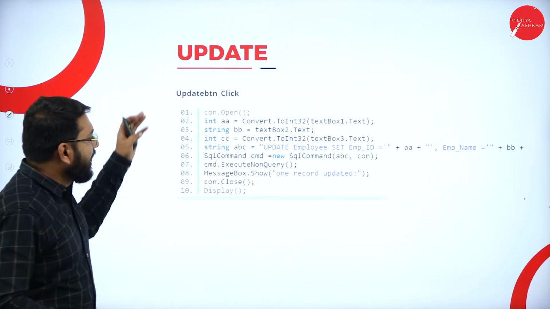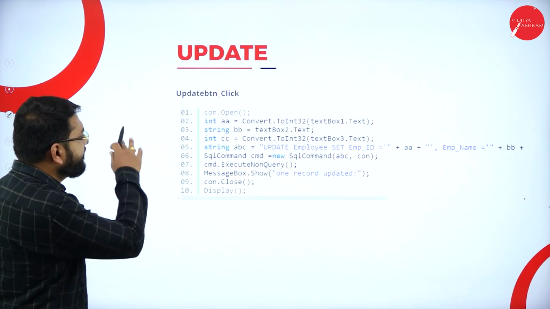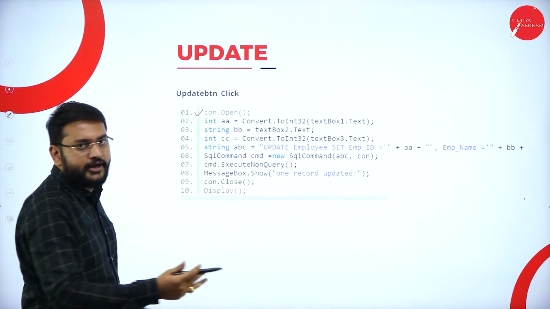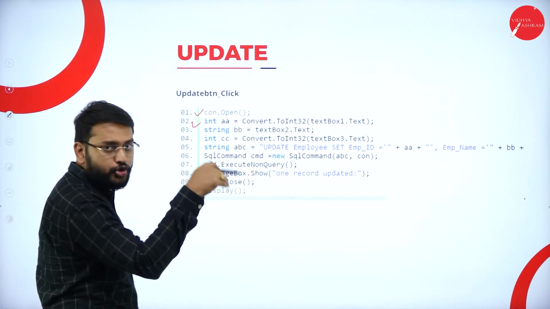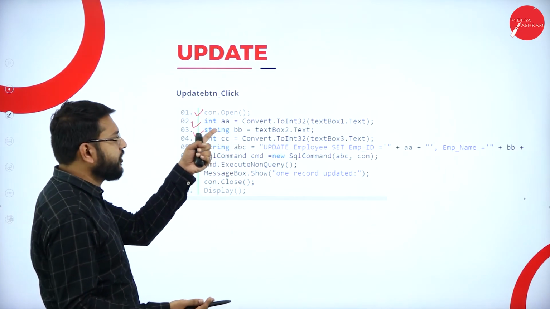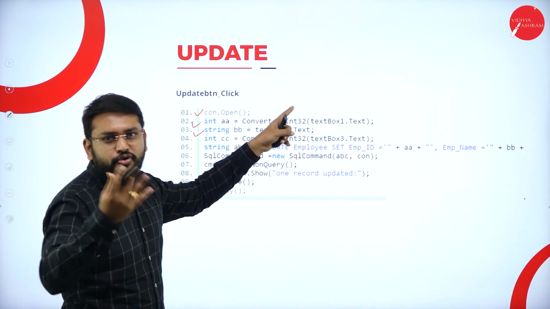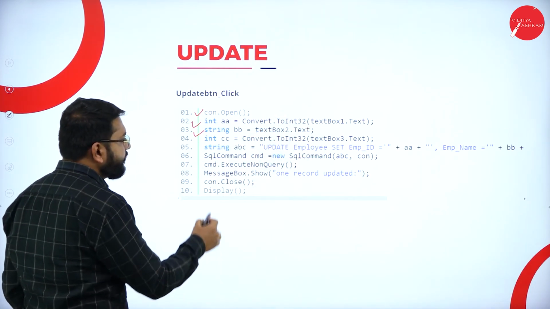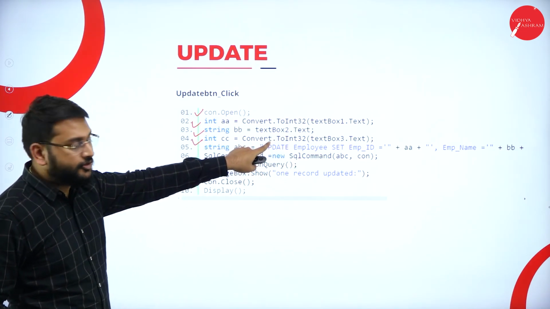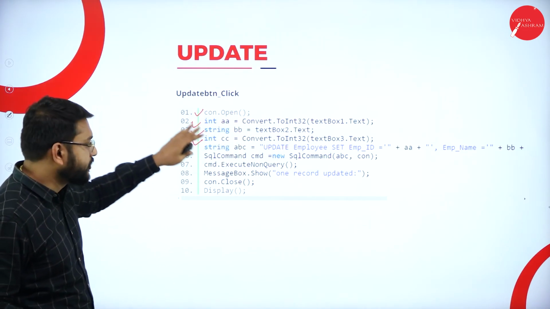And the last one that we have is update. Observe what I have here. I'm just opening the connection. After that, I'm taking the values. Then again, one more value I'm taking. Whatever you want, you can take it. I'm converting this value, which I have as a string, into int. You can do that according to your need. Here also, I'm converting the string into integer, is what you need to remember. And then I'm storing those values in A, B, and C.